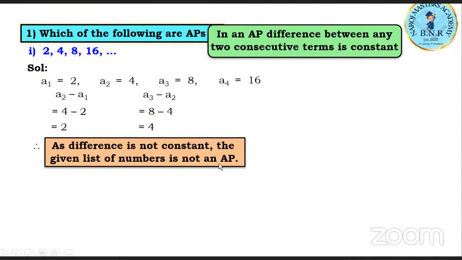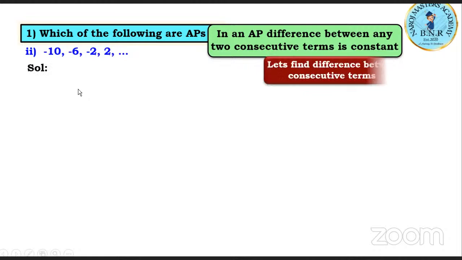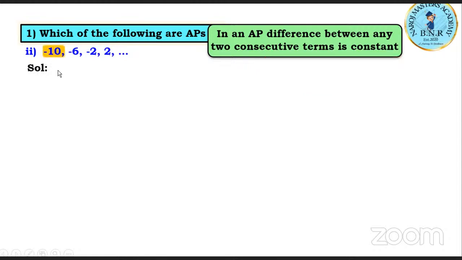What is the full form of AP? Arithmetic progression. So can you guess this? Can you try? Do it fast. What is the first term here? Minus 10. A1 is equal to minus 10. Second term? Minus 6. Very good. Third term? Minus 2. Fourth term? 2.